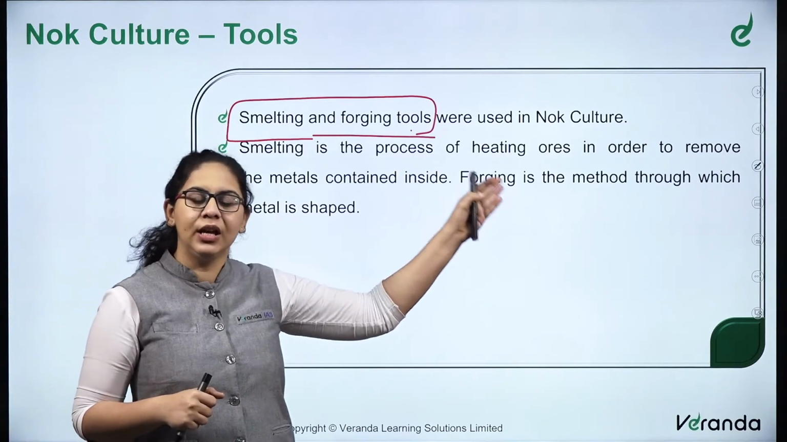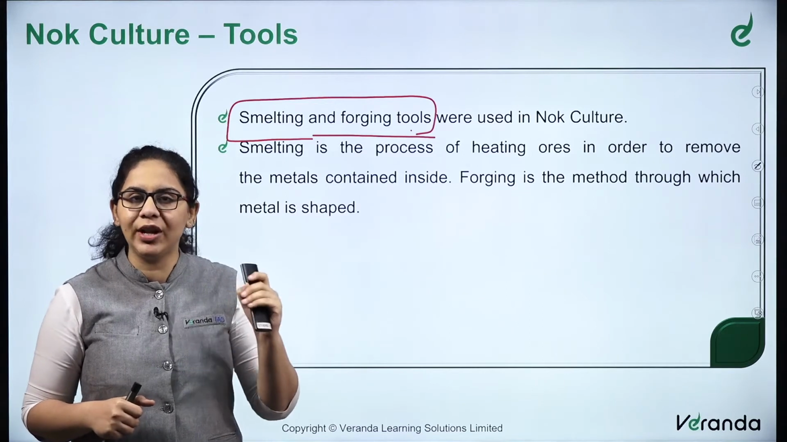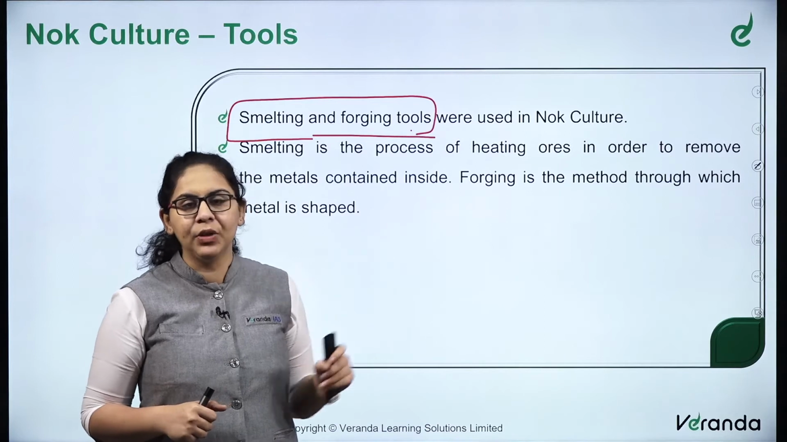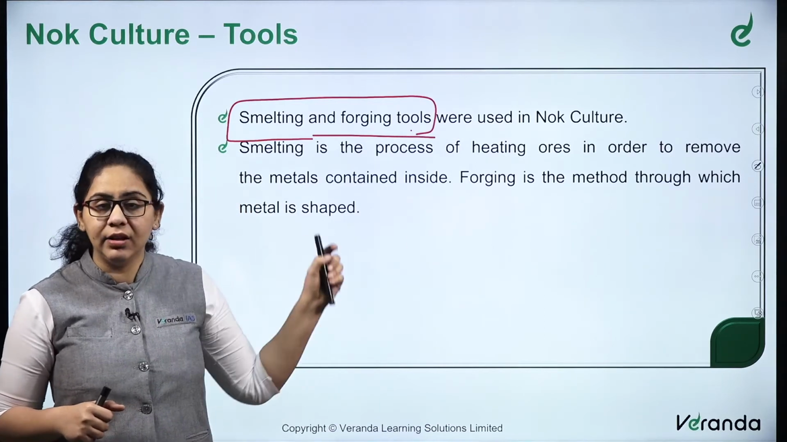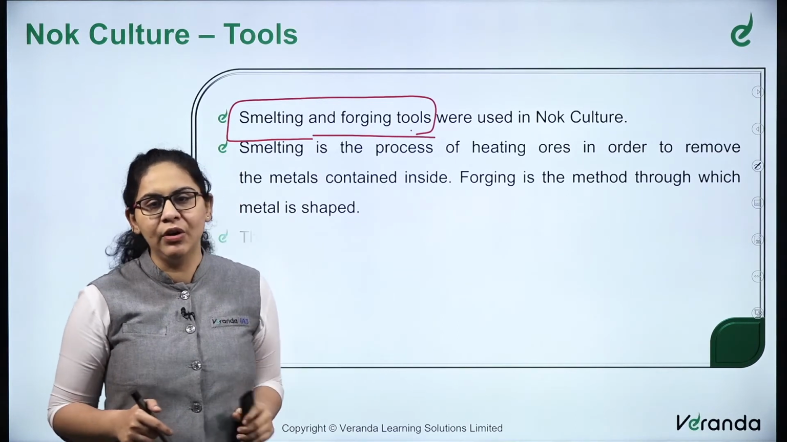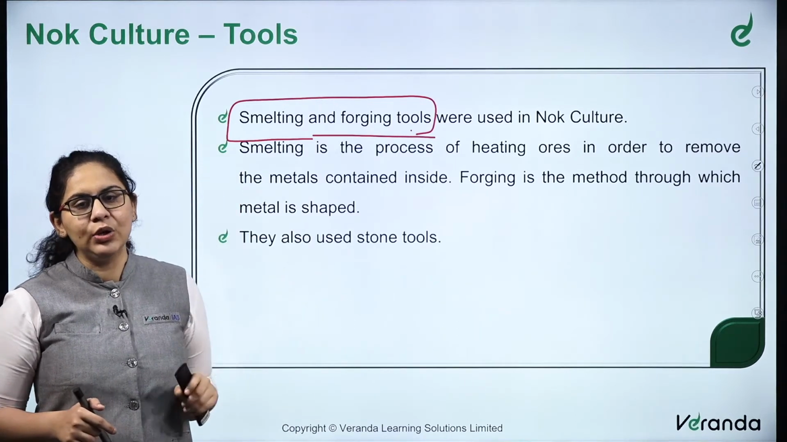Second is forging. Now if we are using that metal for any purpose, maybe pottery making or weapon making, tool making, then that shape which we are giving to the metal is by way of forging. They also used stone tools.